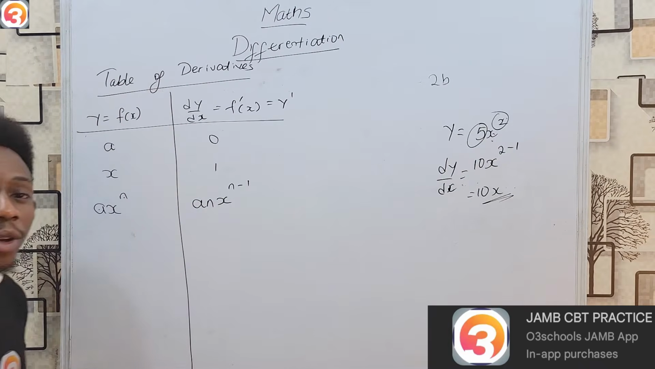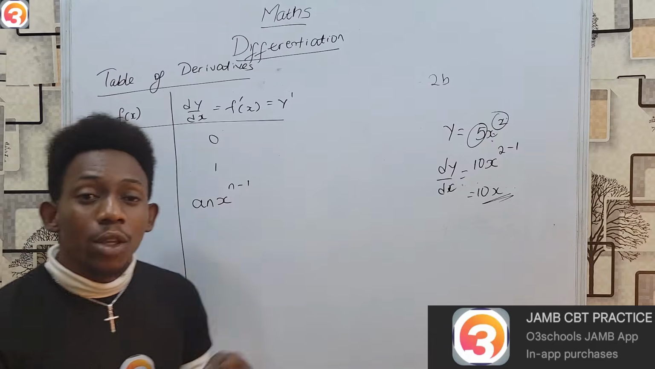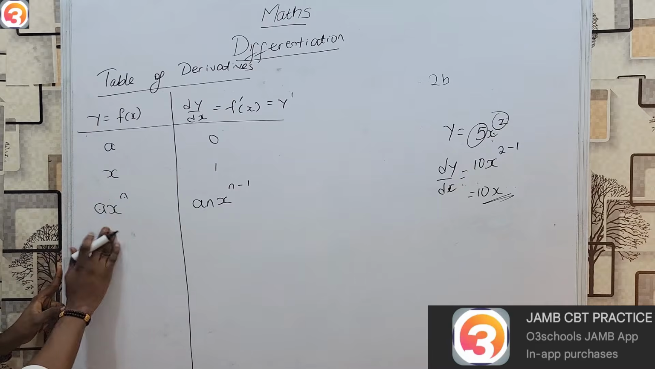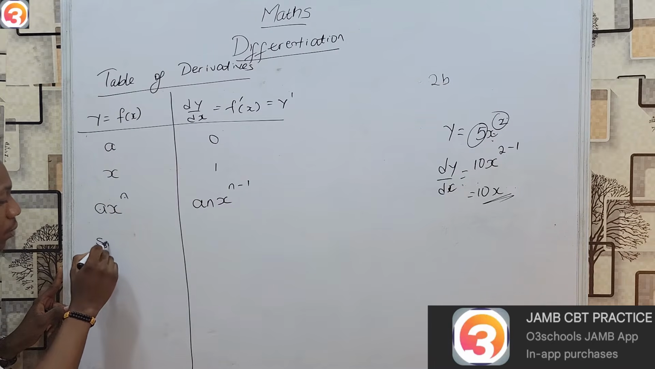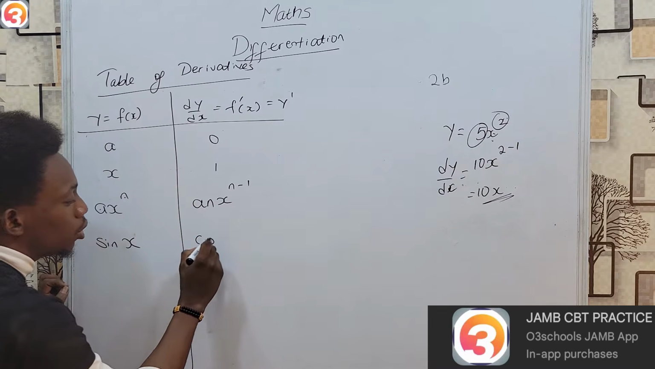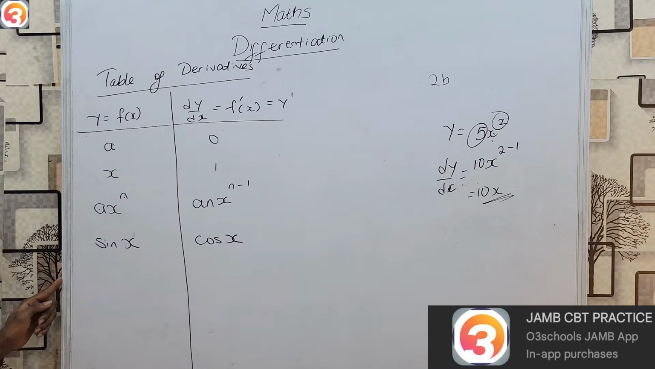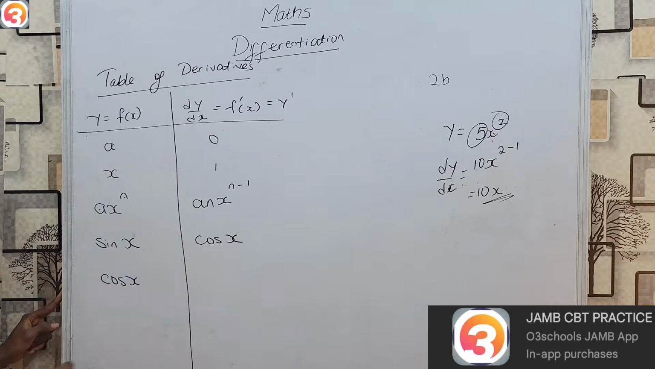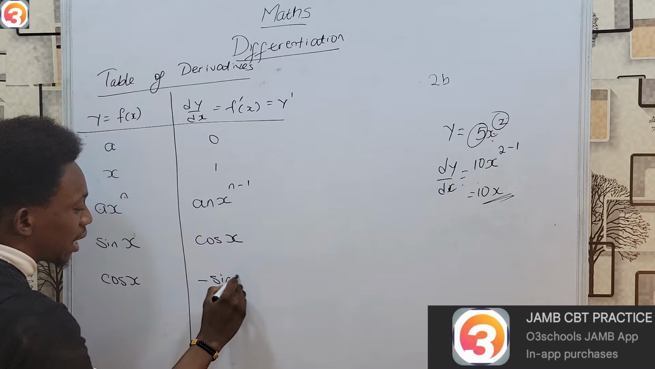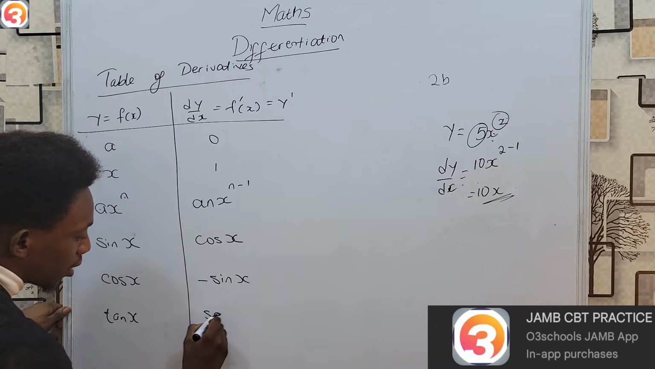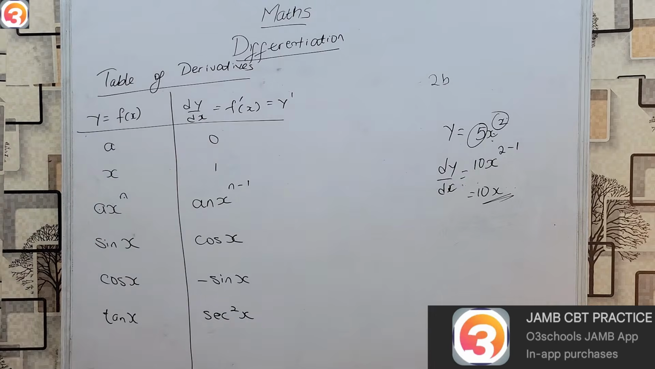So you see, the table of standard derivatives tells you what to do whenever you come across a question. Next up, let's look at the derivative of sine x. If I was asked to differentiate sine x, the answer is simple. It will always be cos x. On the other hand, if you're asked to differentiate cos x, then the answer becomes negative sine x. Then if you're asked to differentiate tan x, the derivative is sec squared x.